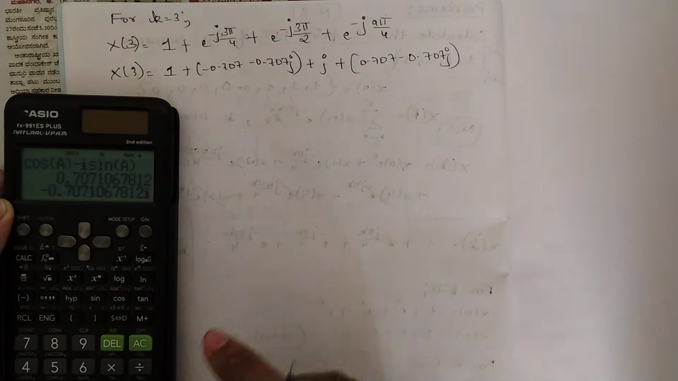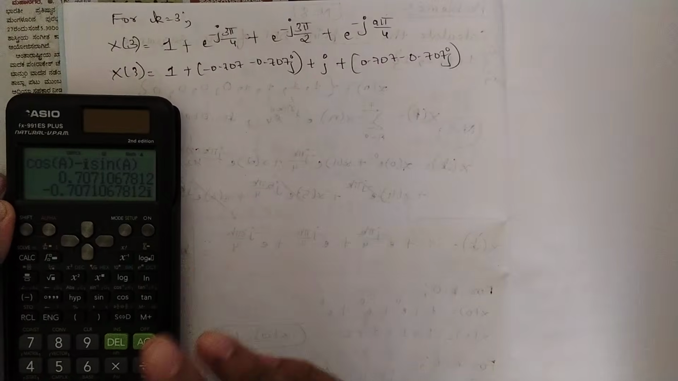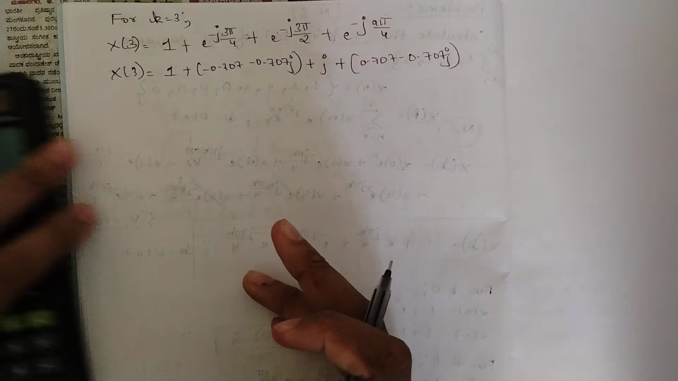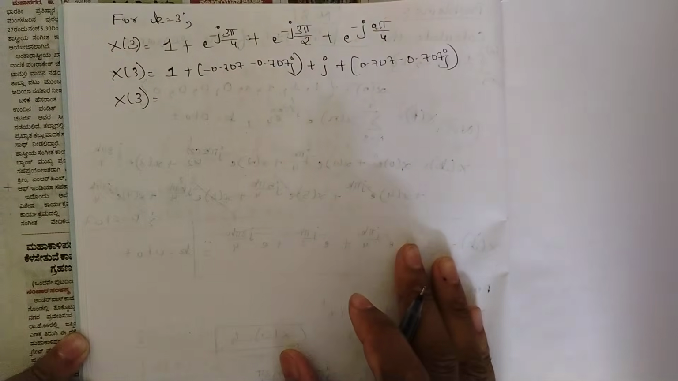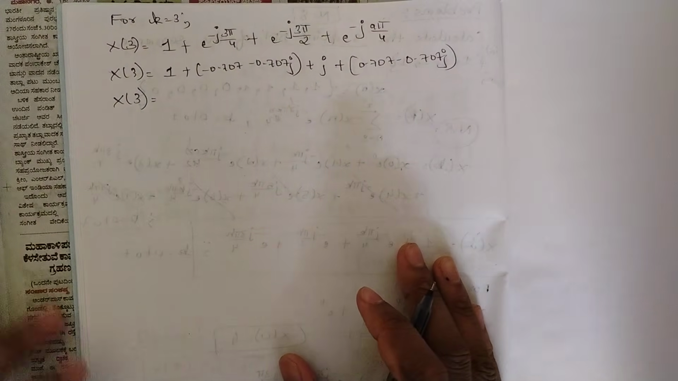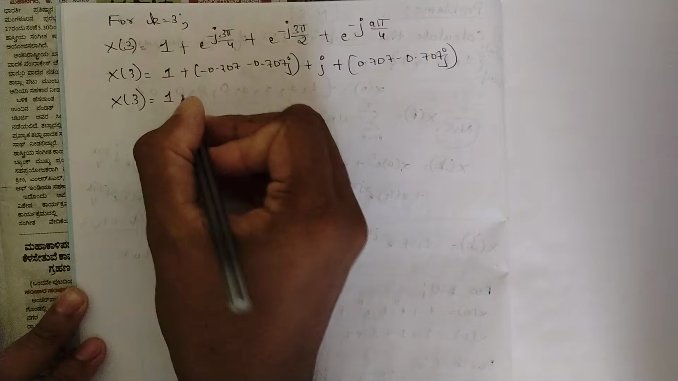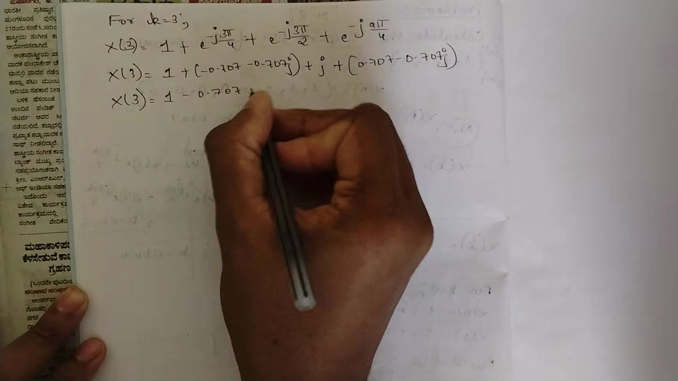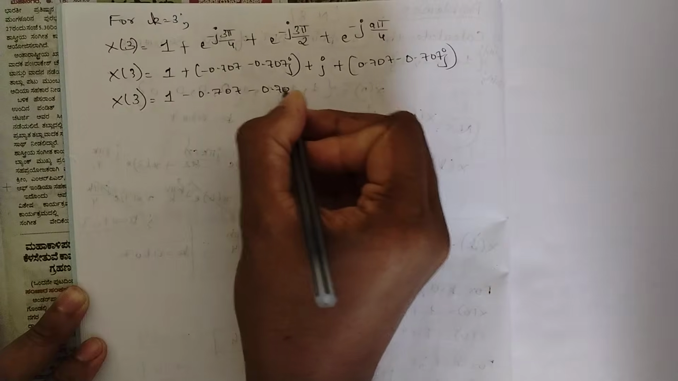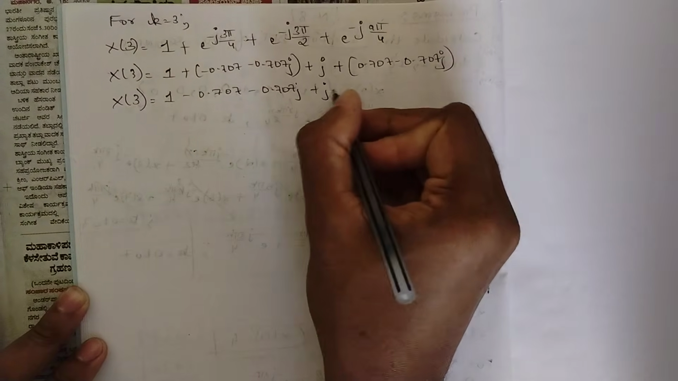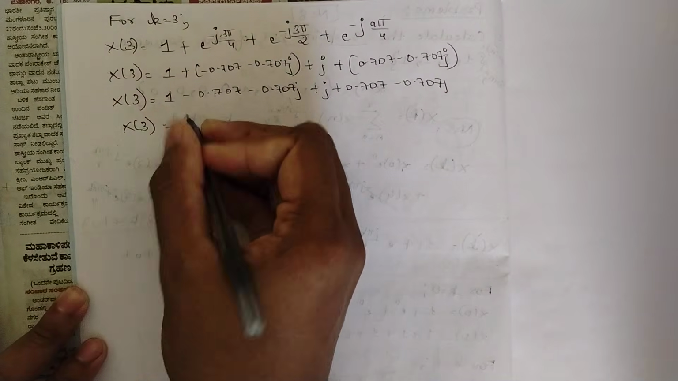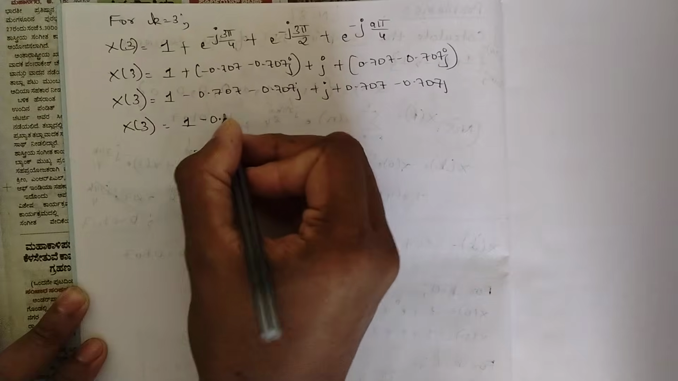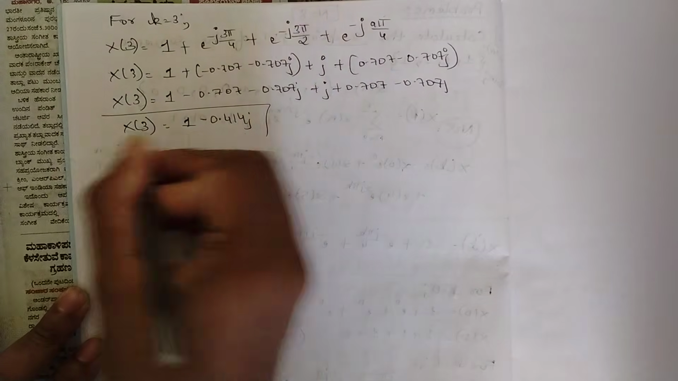Okay, so this would be taking a lot of time, guys. I told you, right, we should be very quick in using the calculators. So like that we should be going on solving up to x of 7, so this would be taking a long time here, but still I am solving it in order to make you clear. Okay, so 1 minus 0.707 minus 0.707 j plus j plus 0.707 minus 0.707 j. If we solve this, our final value of x of 3 we are getting as 1 minus 0.414 j. Okay, you can check it later.